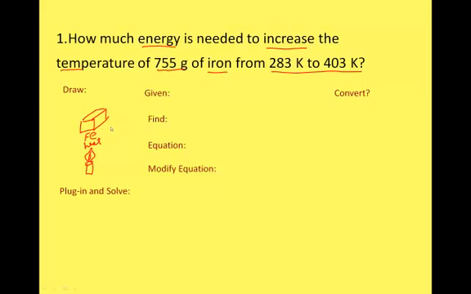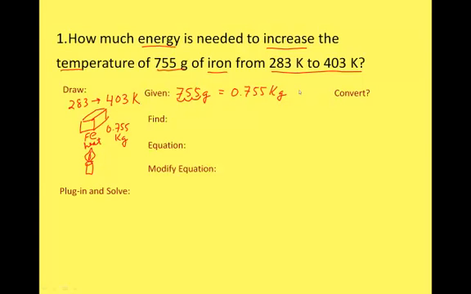And the other thing we can note is that it's 0.755 kilograms, which is the same as 755 grams, and the temperature goes from 283 up to 403 in Kelvin. Okay, so now we've got a little picture of this. So what are we given? 755 grams is equal to 0.755 kilograms. We've just divided by 1,000 by moving the decimal over 1, 2, 3 places.